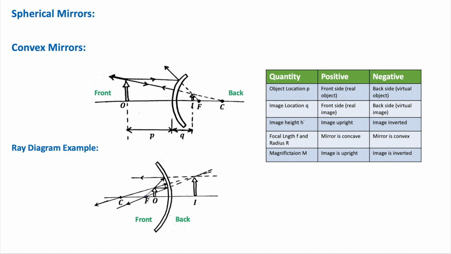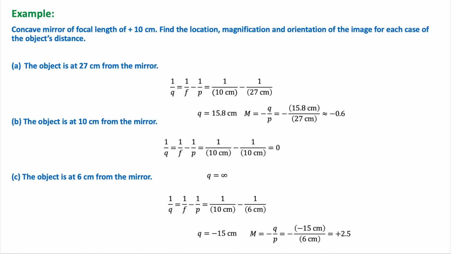table here. So now suppose that the object is at a distance of 10 centimeters, which is at the focal length of the mirror. So then q is equal to infinity. If we substitute, it's equal to infinity, and this means that the image is formed at an infinite distance from the mirror, which means that the reflected rays do not converge, but they are parallel to each other after reflection.